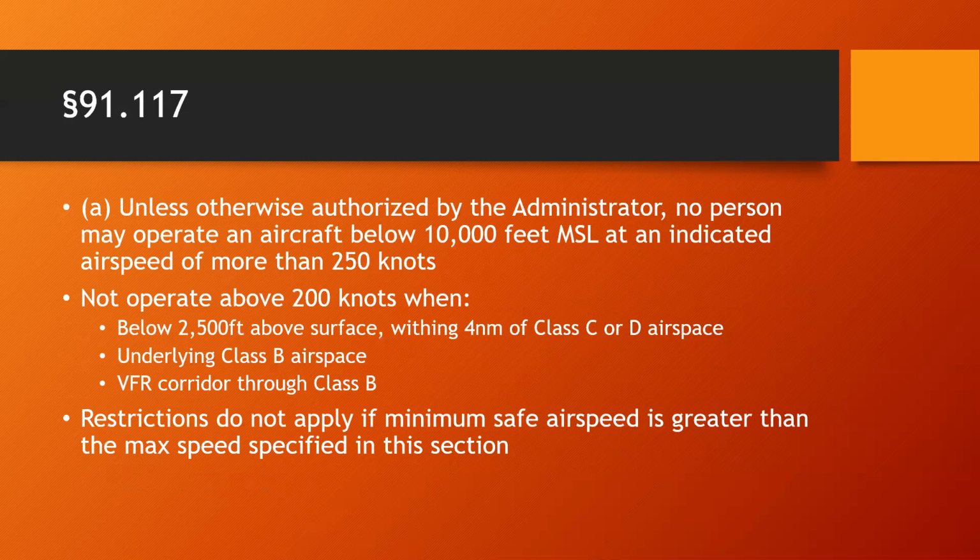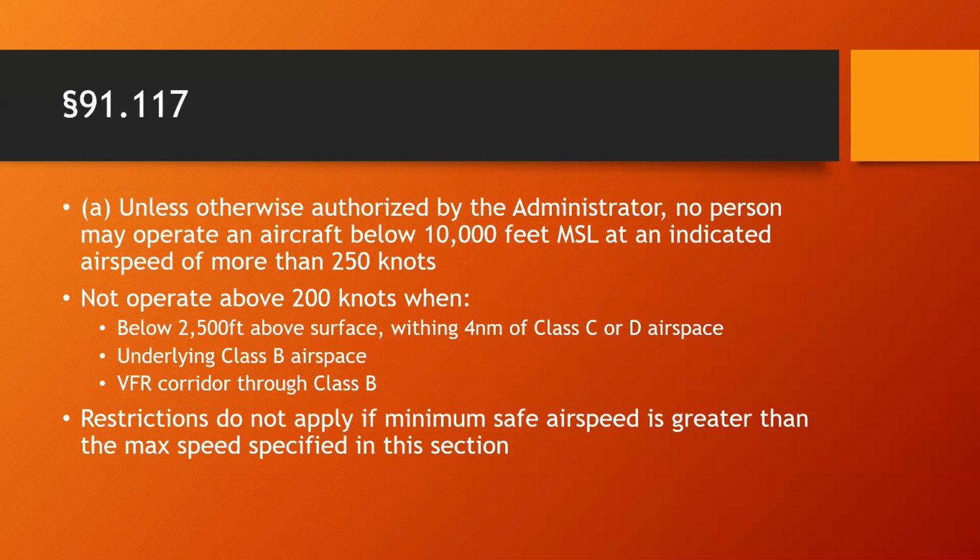This regulation is the speed limit section. So when you're below 10,000 feet, you cannot go faster than 250 knots. This applies to all aircraft unless that aircraft can't go below 250 knots. Then you go to whatever your minimum safe speed is.